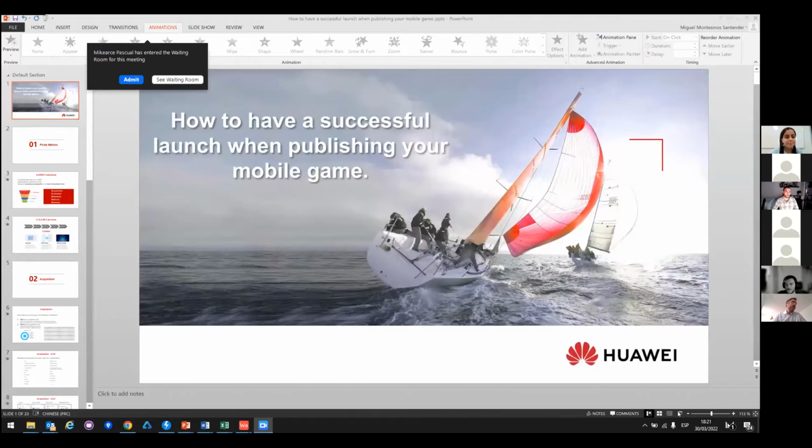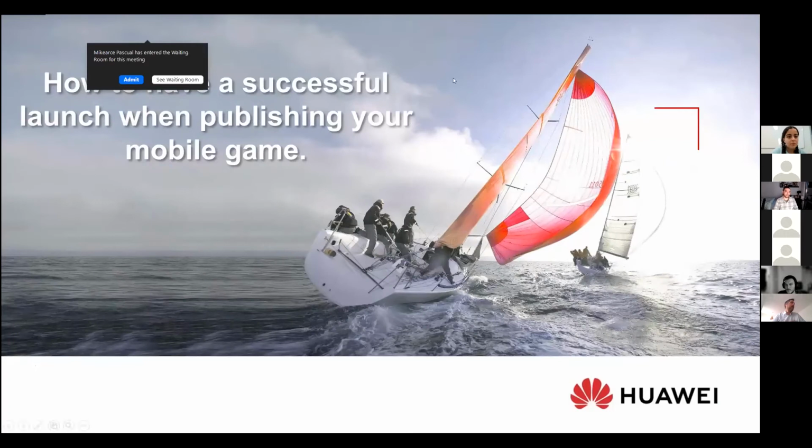Okay, so the name is this: how to have a successful launch when publishing your mobile game. And I think the picture really represents what launching a game in a digital app store is like. There's this vast ocean of games, millions and millions of them, and you're just going to put your game there. And it's really complicated to get it to float, avoid sinking and disappearing in this huge ocean.